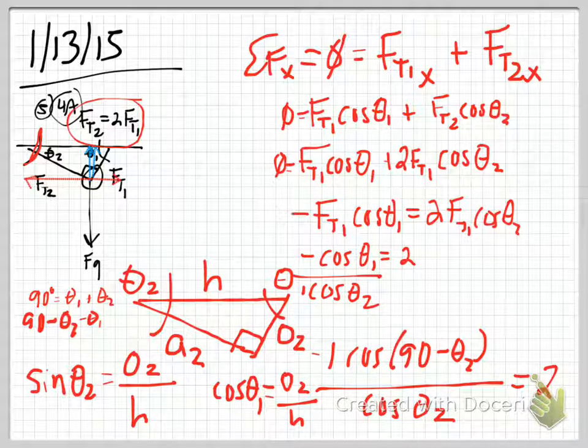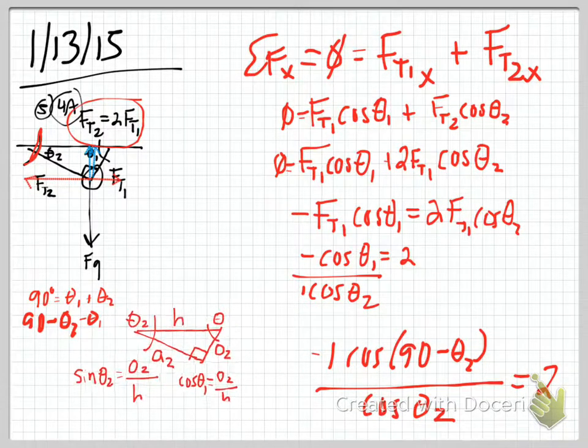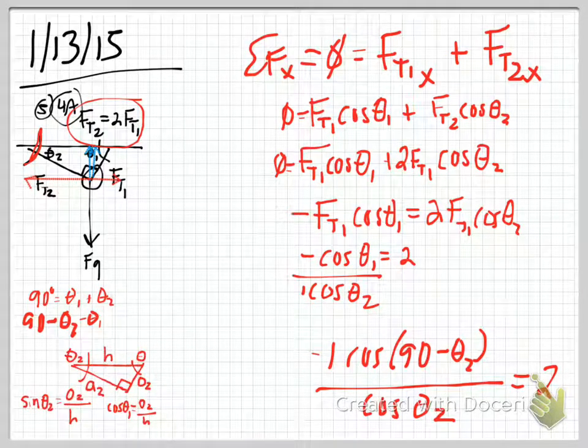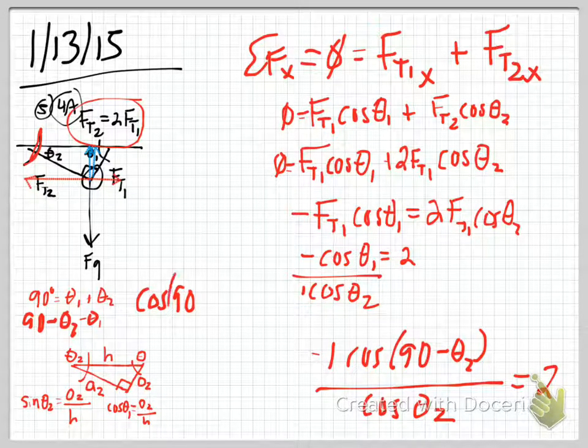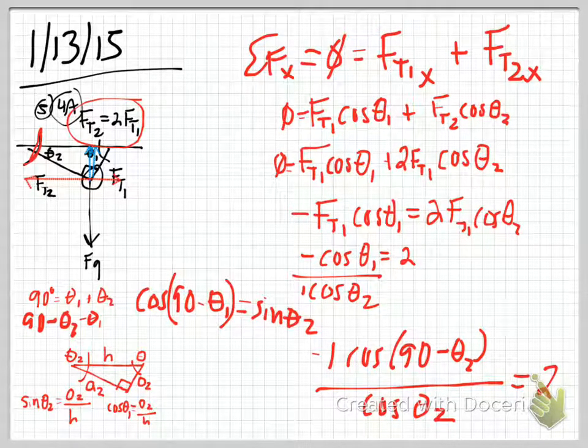Let me get this all shrunk. So for any angles within a triangle, the cosine of 90 minus theta 1 equals the sine of theta 1. So the cosine of 90 minus any angle is equal to the sine of that angle. And that's a geometric proof.